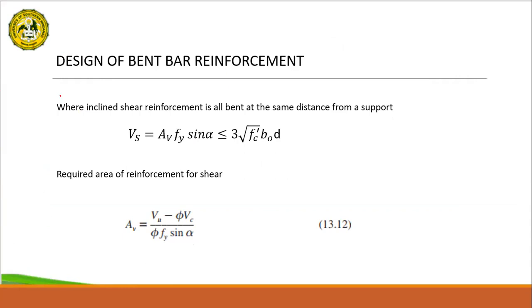Then, dito naman tayo sa design of bent bar reinforcement. So where inclined shear reinforcement is all bent at the same distance from a support. So ito yung ating equation. So we have here Vs equals Av Fy sine alpha. And this expression should be less than or equal to this maximum Vs. Then the required area of reinforcement for shear Av is equal to Vu minus Vc times the reduction factor over Fy sine alpha times the reduction factor. So this is equation 13.12.